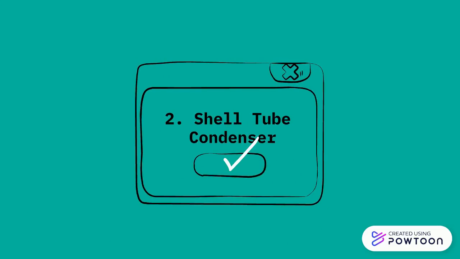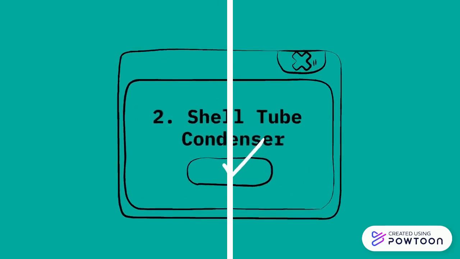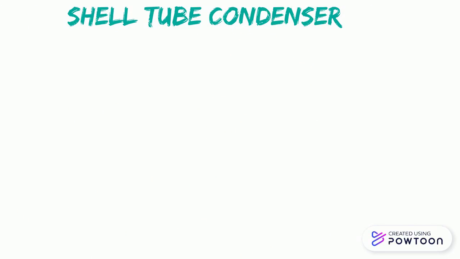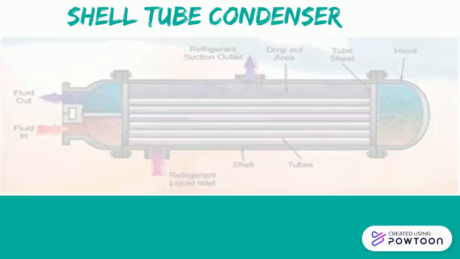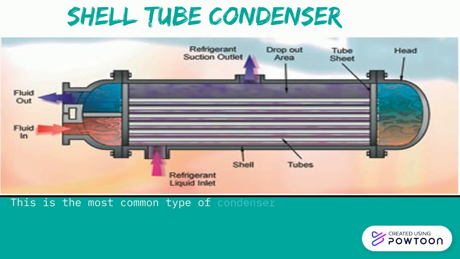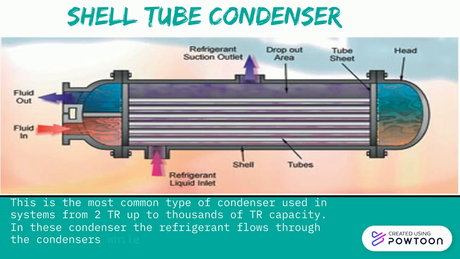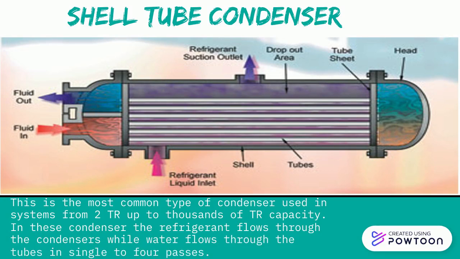Second type, shell tube condenser. This is the most common type of condenser used in systems from 2 TR up to thousands of TR capacity. In this condenser, the refrigerant flows through the condenser while water flows through the tubes in single to 4 passes.